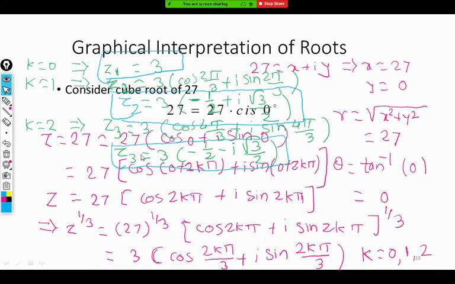So the important thing is you have to focus on 3 to 4 important steps. Step number 1, polar form. Step 2, general polar form. Step 3, apply De Moivre's theorem for the rest, 1 by n. And lastly, replace k by 0 to n minus 1.